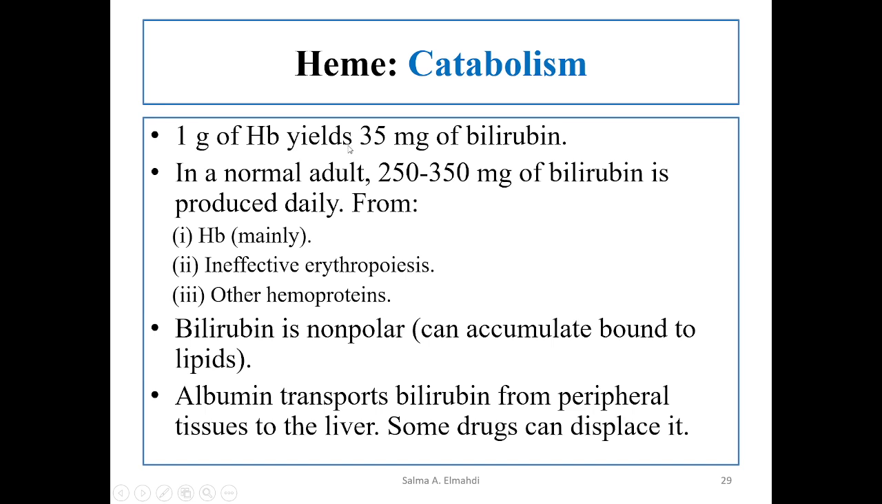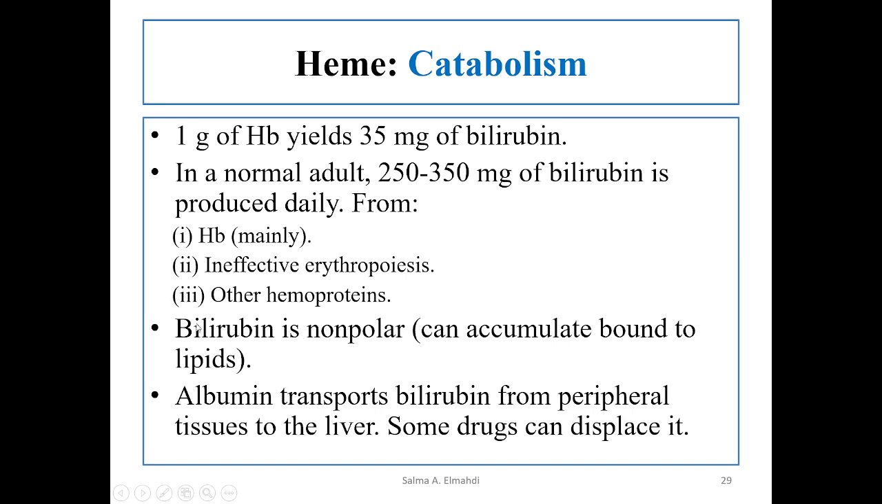1 gram of hemoglobin yields 35 milligrams of bilirubin. In a normal adult, 200 to 350 milligrams of bilirubin is produced daily, mainly from hemoglobin, also from ineffective erythropoiesis, as well as other hemoproteins such as cytochrome or other heme-containing proteins. The problem is that bilirubin is non-polar, so it's a problem to transport it in the aqueous environment of blood, and it has a tendency to accumulate and to bind to lipids.